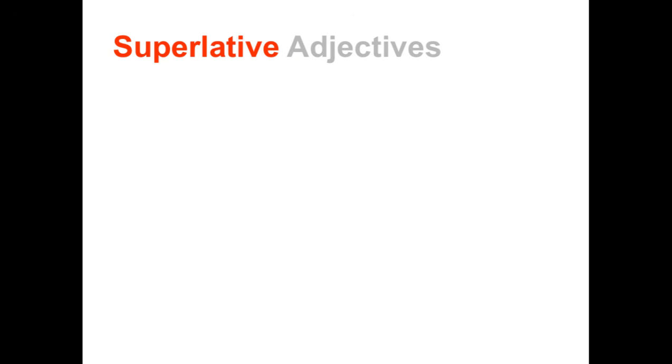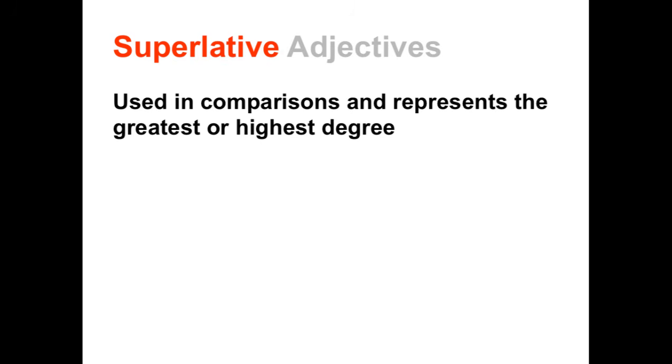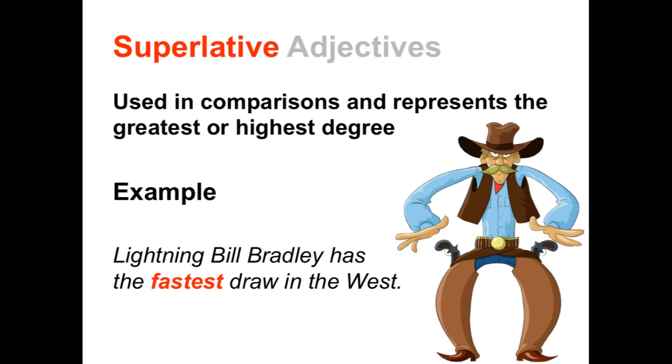Superlative adjectives. Superlative adjectives are similar to comparative adjectives in that they compare nouns or groups of nouns, but they're used in comparisons that represent the greatest or highest degree. Superlative adjectives are applied to nouns that are the best or greatest at something. For example, Lightning Bill Bradley has the fastest draw in the West. The adjective fastest is describing the speed of Lightning Bill Bradley's draw, but it's also comparing his draw to all other draws and making the claim that his draw is the quickest.